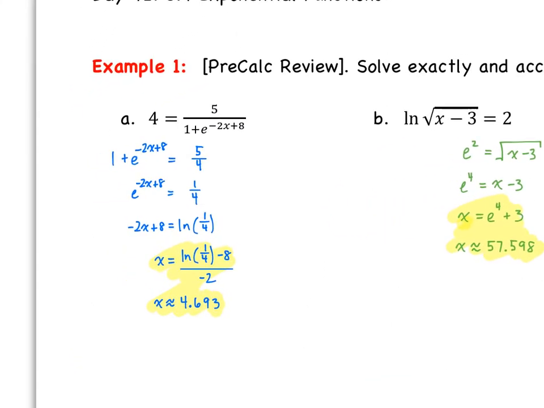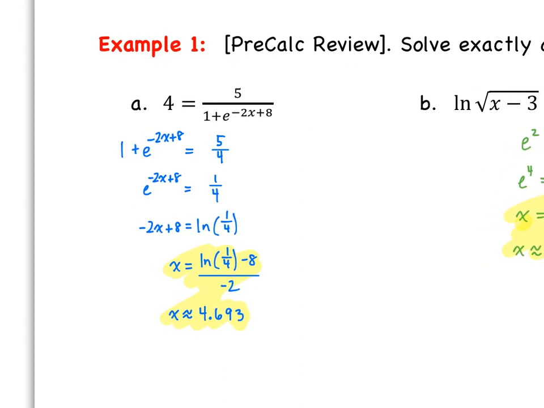So in part A, if we're solving this exponential equation, we're going to first isolate the e to the negative 2x plus 8. So all I did here was multiply both sides by our denominator and divide by 4, and then subtract 1. And then we're going to convert it to log form. So natural log of 1/4 is equal to negative 2x plus 8. And to get x by itself, we're going to subtract 8 and divide by negative 2. Throwing this onto our calculator, we get our answer.